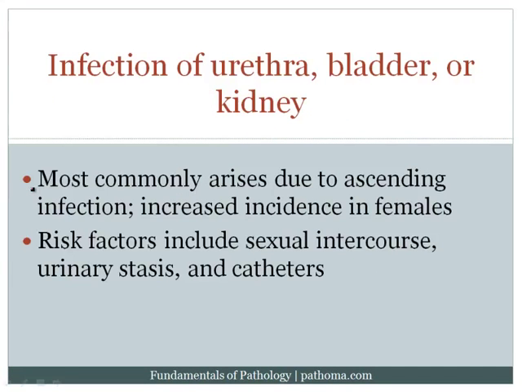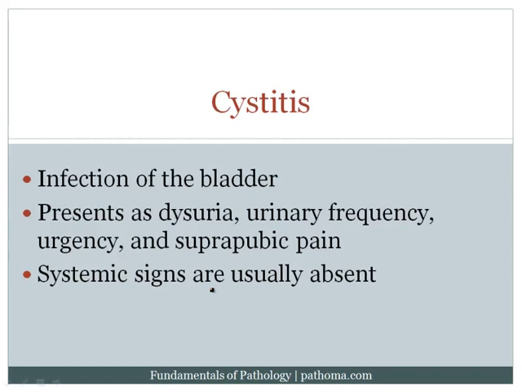So urinary tract infection is infection of the urethra, bladder, or kidney. Most commonly arises due to ascending infection, increased risk in females. What are the risk factors? Sexual intercourse, urinary stasis, and catheters. When you have inflammation of the bladder, that's called cystitis. It presents with dysuria, urinary frequency, urgency, suprapubic pain. You really don't have systemic signs. You're not going to have fevers, chills, night sweats, etc.